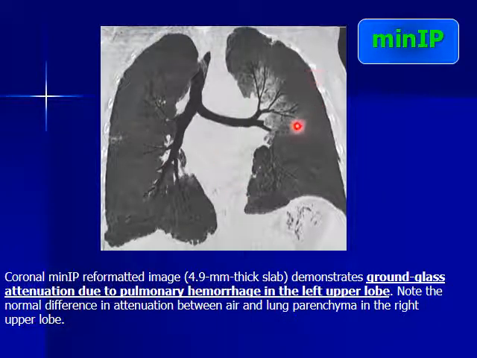Another example for how MinIP is very important. Look, it can show the air bronchogram very nicely in this consolidative lesion, and we can see small bronchi up to near the periphery of the lung.